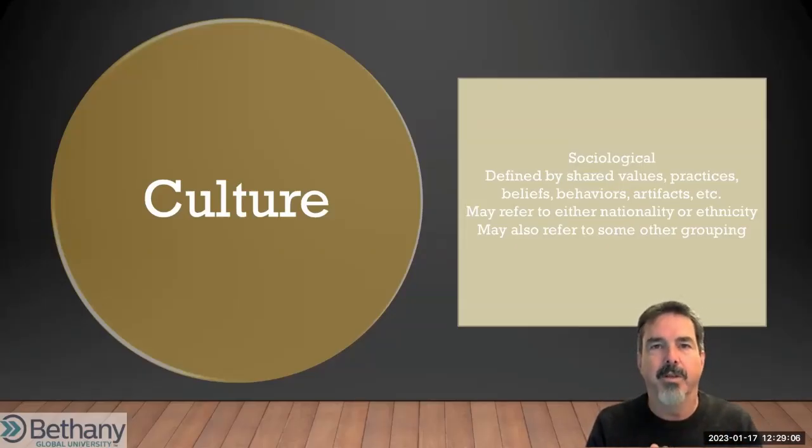We're looking at specific ethnic groups, and we're trying to understand how to reach that ethnic group with the gospel. We want to see unreached peoples reached with the gospel. So what are these peoples like? What is their culture? It's defined by their shared values and practices, their beliefs, their behavior, their artifacts. It might refer to nationality or ethnicity. It might refer to some other grouping. There are social subgroupings within any culture as well.